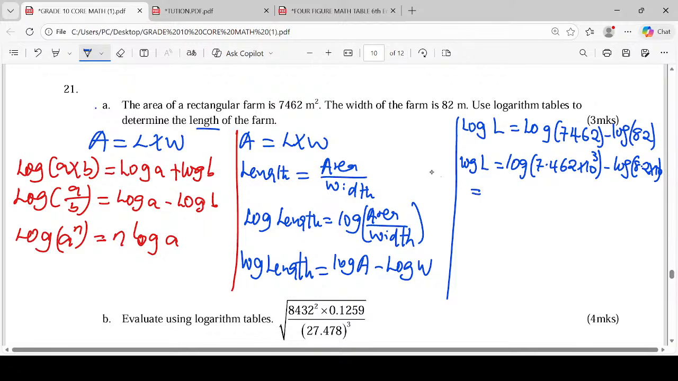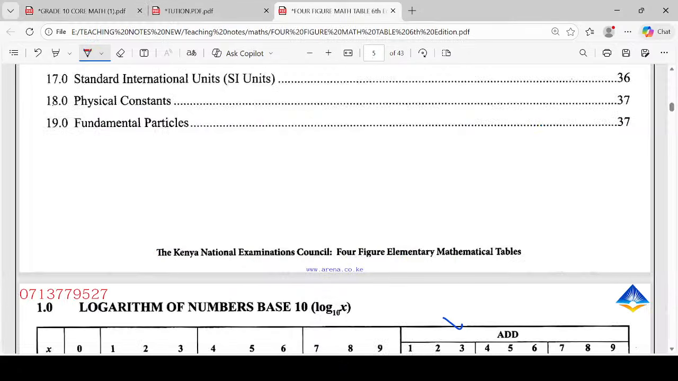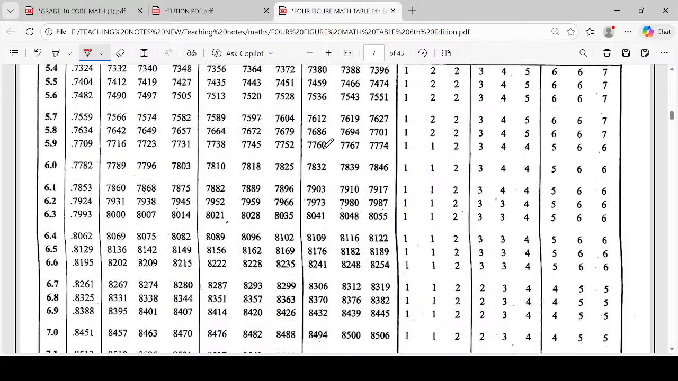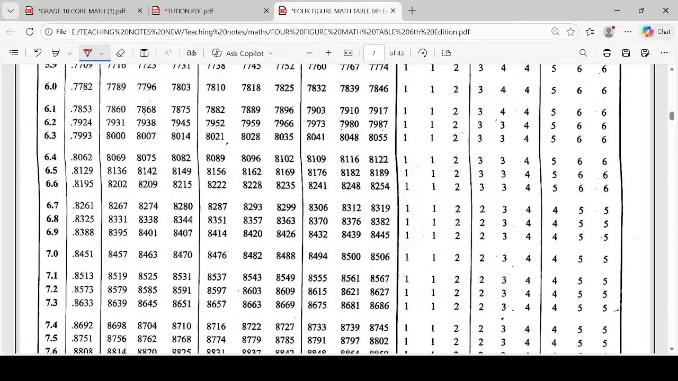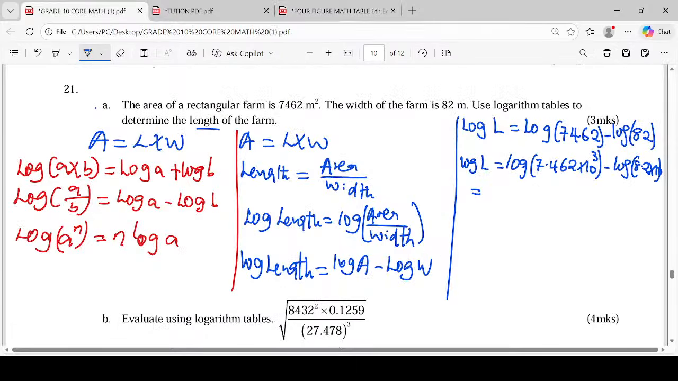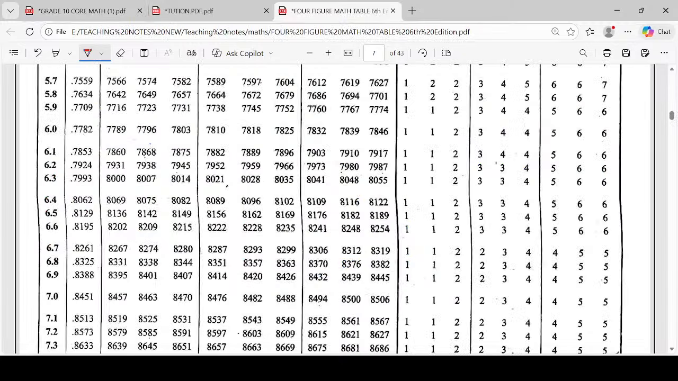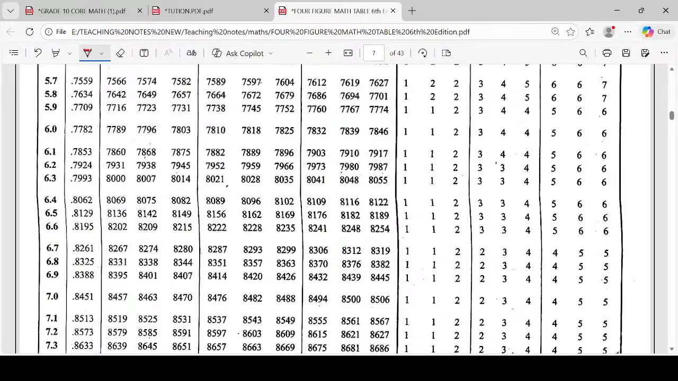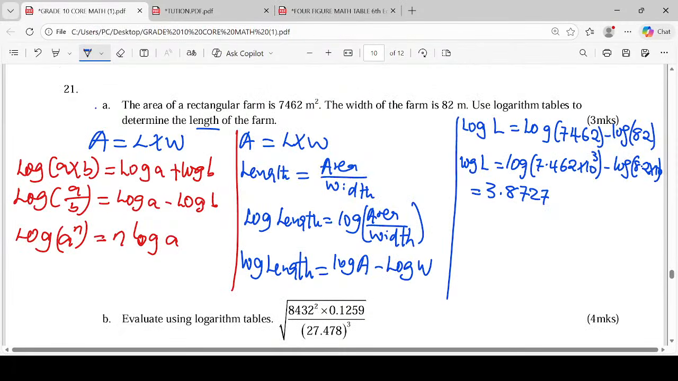So we proceed. 7.462, let's look at it. 7.4 then 62. 7.4 is here, 6 is 0, 1, 2, 3, 4, 5, 6, 8727. We have it as 8727. This will be now 3.8727, then 2. Proceed along the same row to 2. The value is 1. What do you do to that 1? You add the 1. This will now become 3.8728.